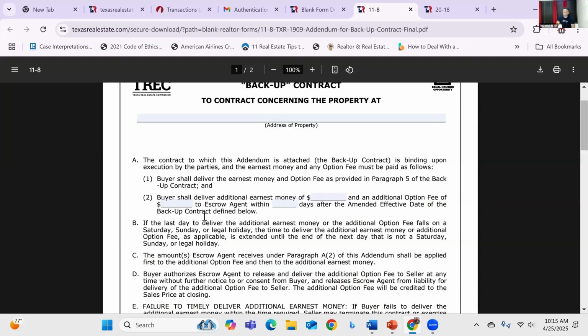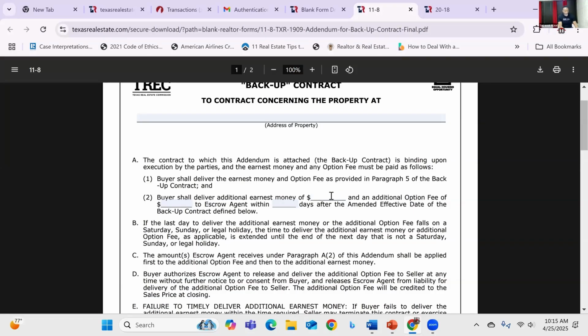So let's go back to this original buyer that we were just talking about. They don't want to put the earnest money down until they find out that they're in first position. That's where you would fill this out, where they would say, okay, once they've been notified that they're in first position, now they have to give earnest money and option money based on the amended effective date.